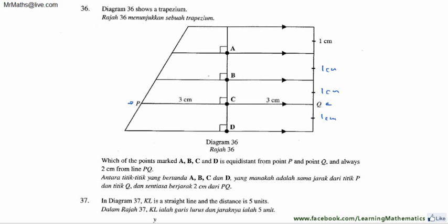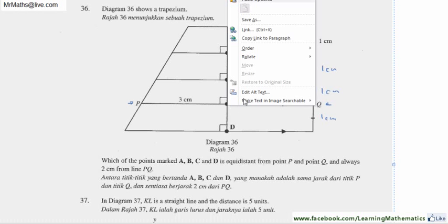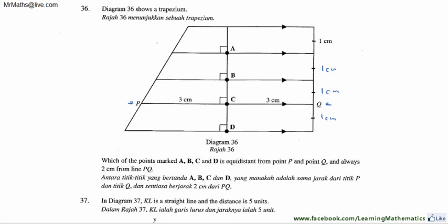Let me read the question again. Which of the points marked A, B, C, and D is equidistant from point P and point Q? Oh, okay. Equidistant from point P and from point Q looks like C. Right? Equidistant from P and from point Q.